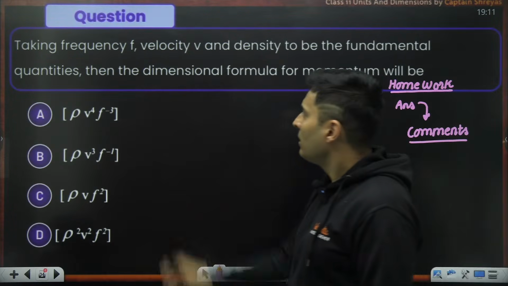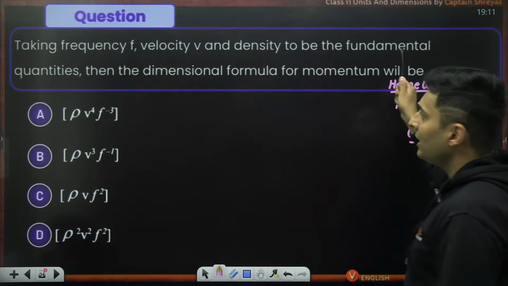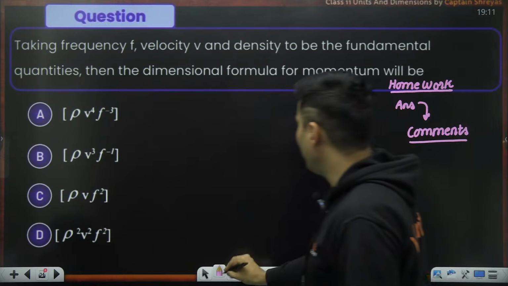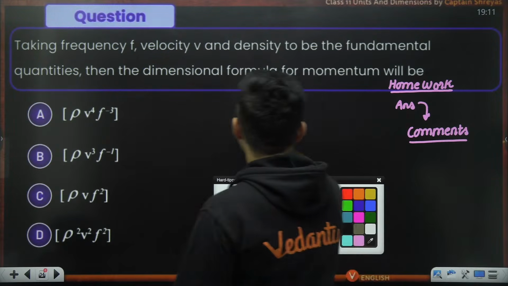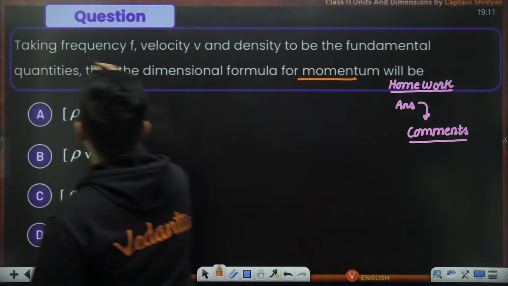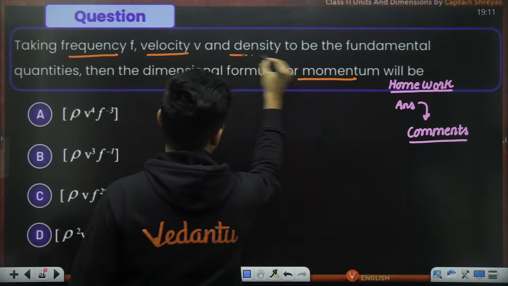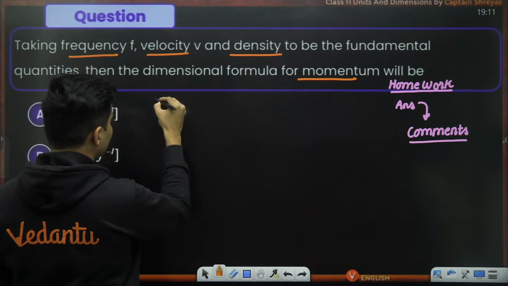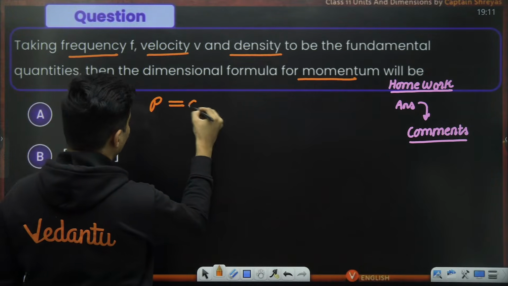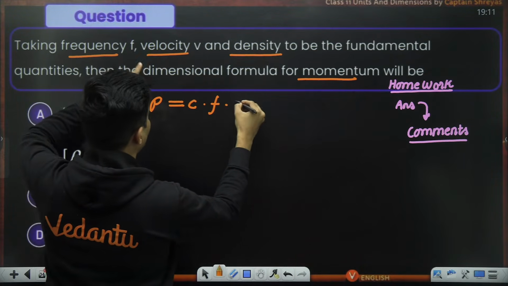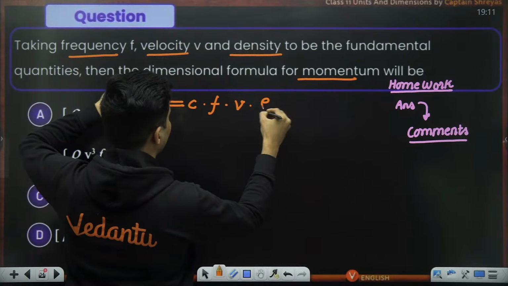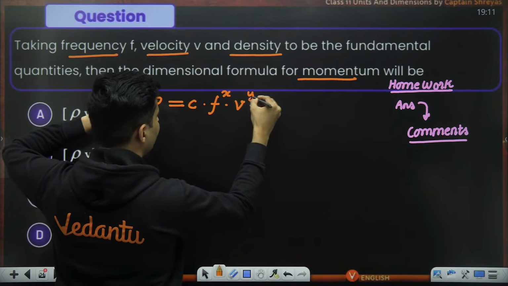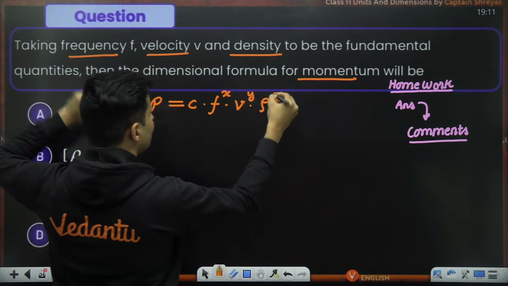Frequency, velocity, density to be fundamental, the dimension of momentum. So basically, momentum depends on frequency, velocity, and density. Just giving the starting hint. Momentum, symbol is P, depends on frequency, velocity, and density. Frequency raised to x, velocity raised to y, density raised to z.